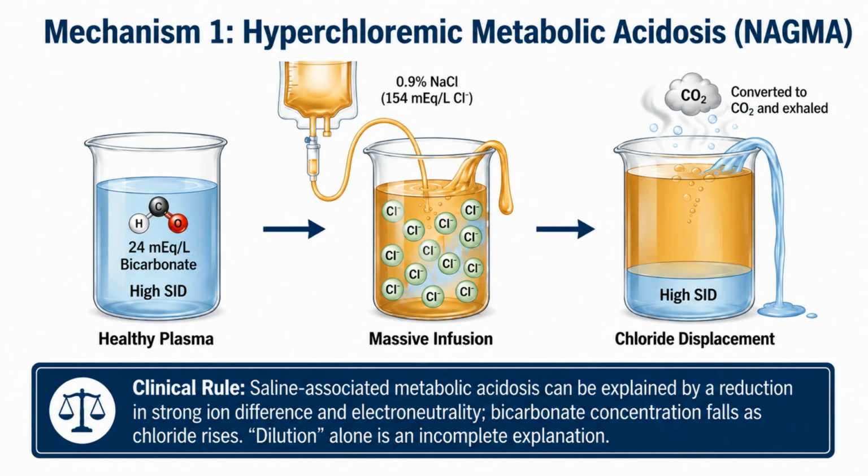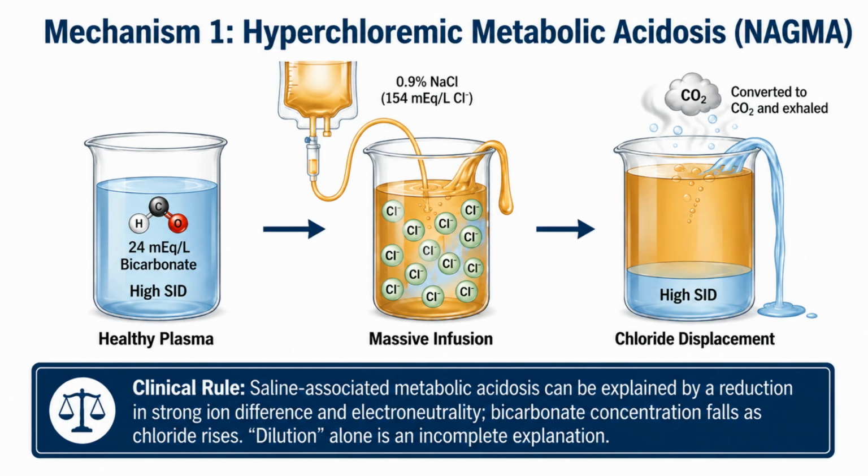The carbon dioxide generated from bicarbonate buffering is exhaled, but the measurable result is a lower bicarbonate and a more acidemic serum profile. At the bedside, this can matter when a patient is already acidemic, has limited respiratory compensation, or is receiving repeated saline boluses. It should not lead to panic after 1 liter. It should lead to intentional fluid selection and monitoring.